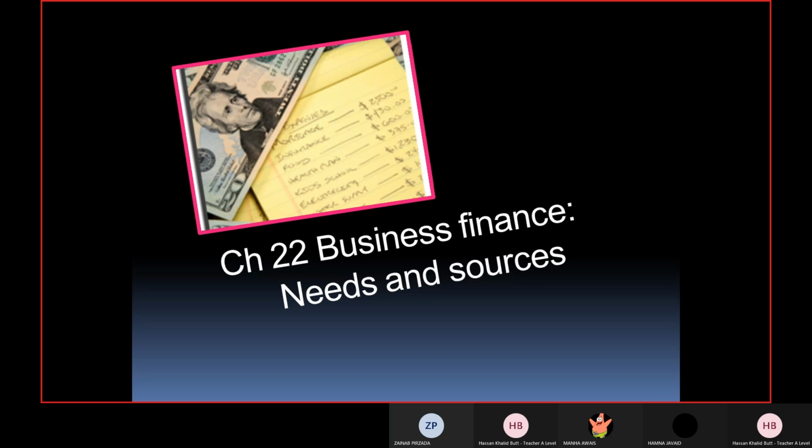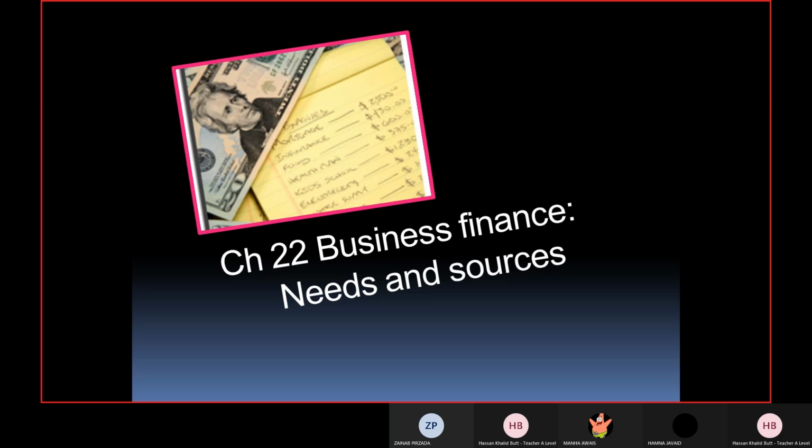So now I'll talk about, in this chapter, what are the needs and what are the sources. Now, what does it mean? It means, why do you require business finance? Although we have discussed that, right? But still, we'll talk about it in this chapter. What is the purpose of business finance? Why do we require it? Or why do businesses require it? And secondly, what are the different options available to businesses to get that finance?